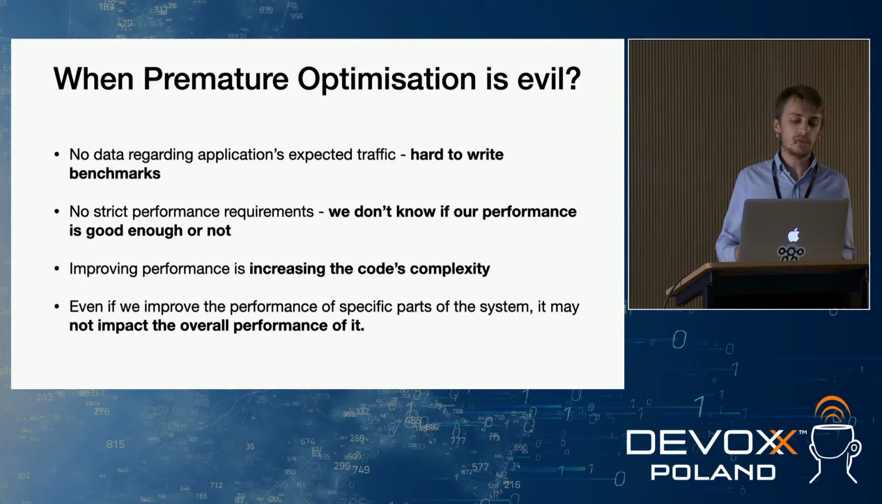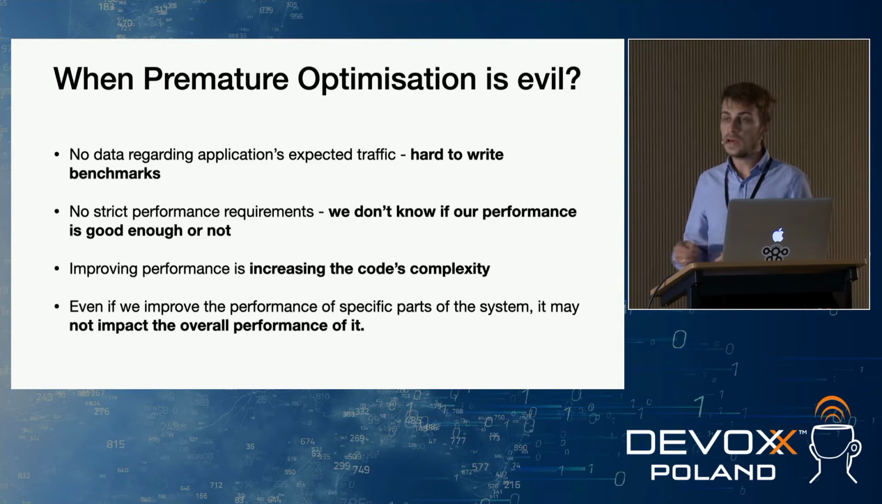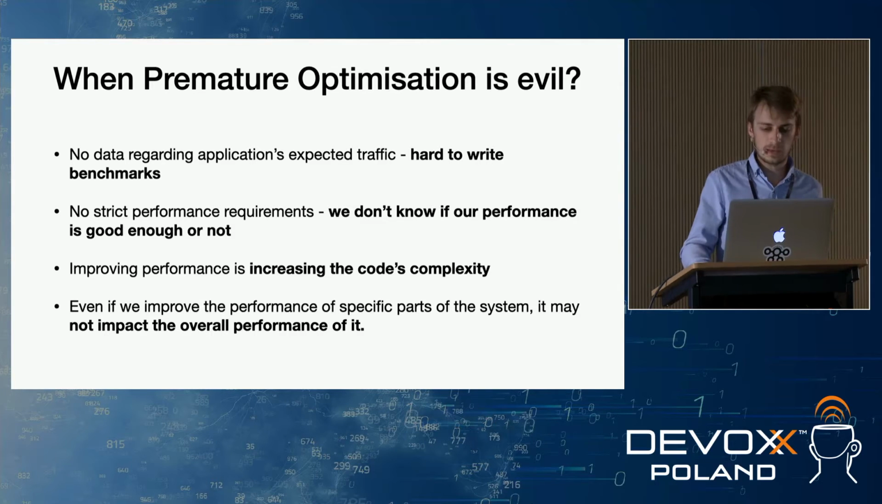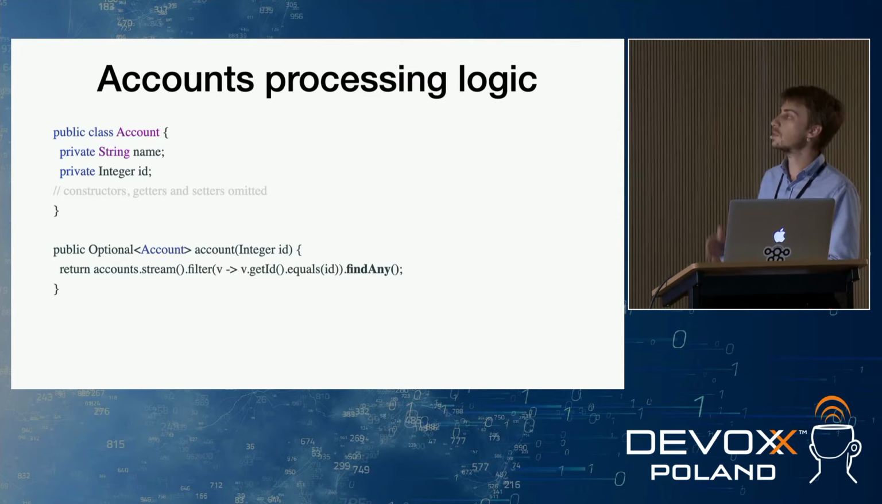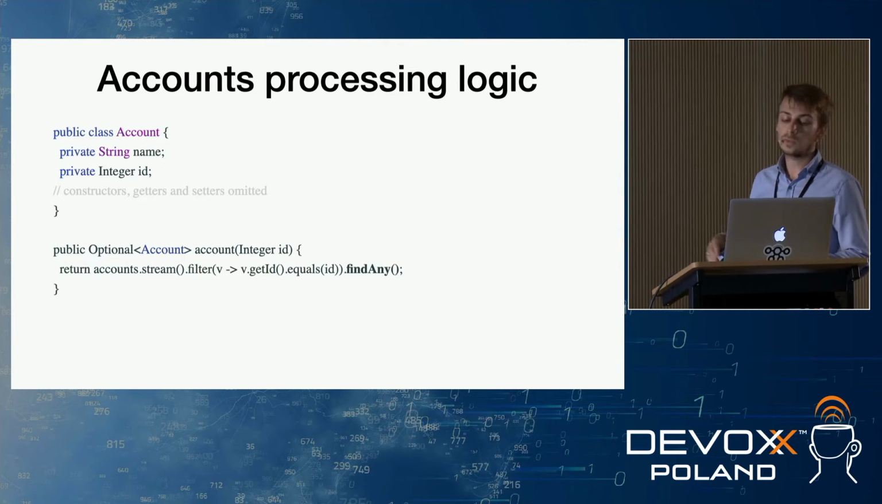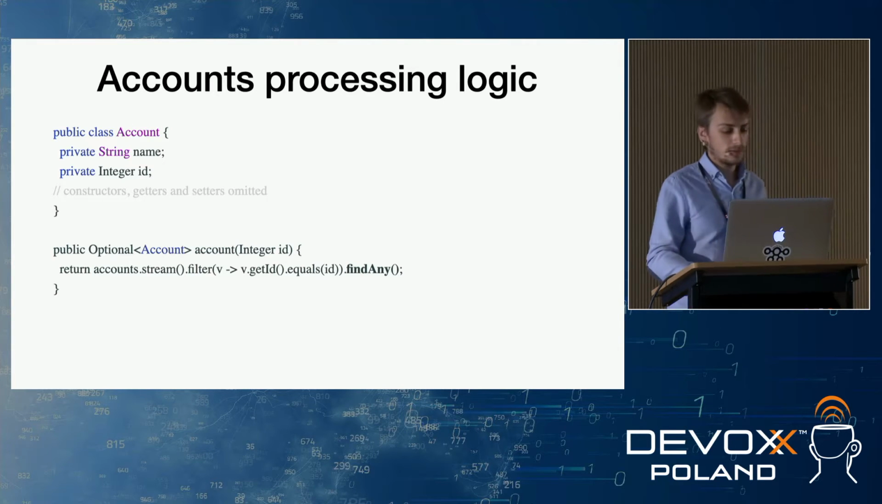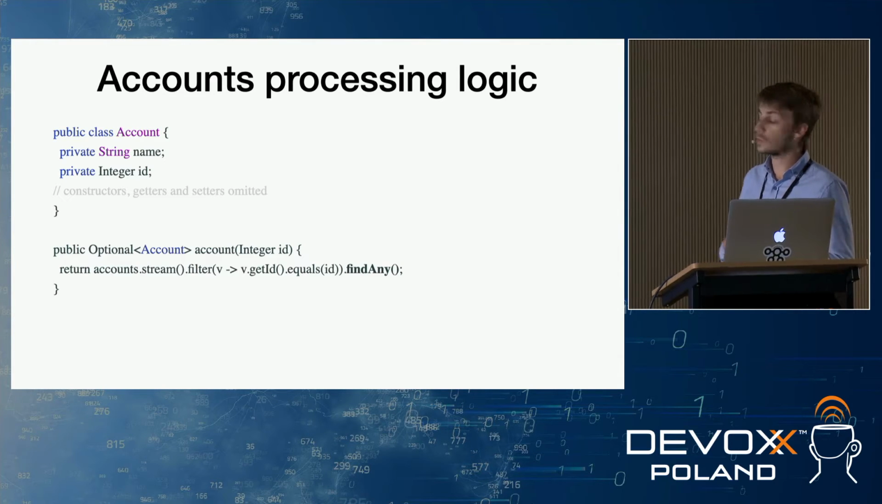And another pitfall we might encounter is optimizing code based on false assumptions. So let's see how easy it is to make this mistake. Let's consider a simple scenario where we have a simple account entity, for which we are building our processing pipeline. So it's very simple code in Java. And this simple code is using the Stream API, and it hides quite many performance optimizations for us already.